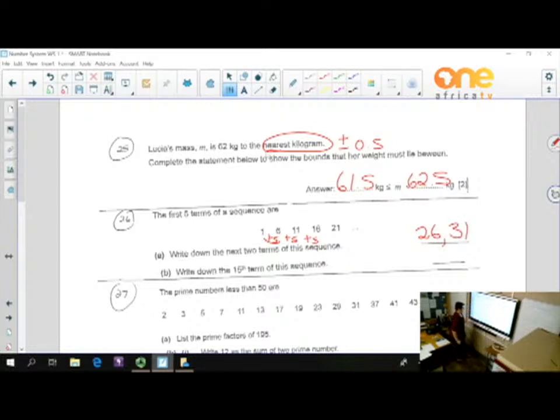Write down the 15th one. Now, they didn't ask it, but it's always nice to have the pattern, because then it's much easier to get that. Otherwise, you'll have to sit on your calculator. Plus 5, plus 5, plus 5.